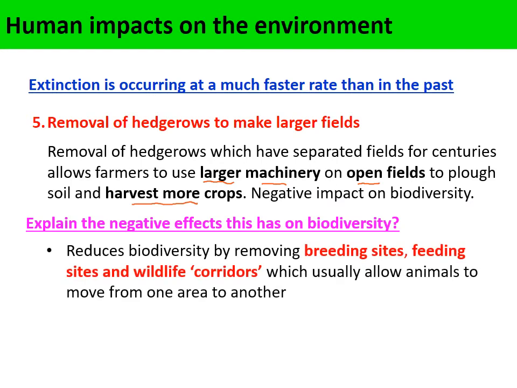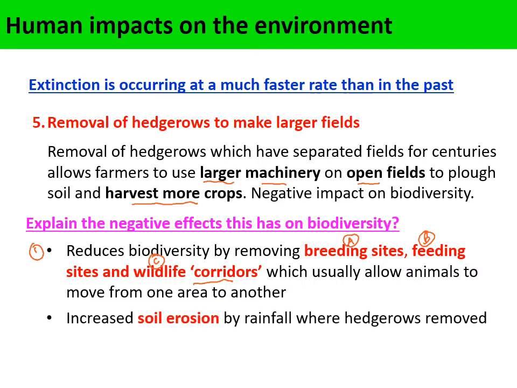Now the reasons are, the main reason really, number one, is breeding sites for birds, wildlife, insects, etc. have now been removed. Also, feeding sites have been removed, and what we call wildlife corridors. So these hedgerows have many different ideas: breeding sites, feeding sites, and what we call wildlife corridors. These wildlife corridors would usually allow animals to move from one area to another. But obviously if they've been removed, then this cannot take place.